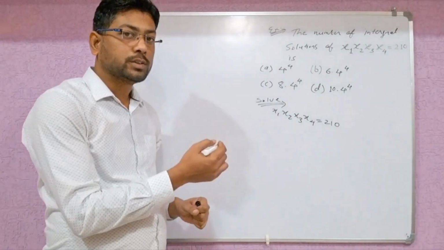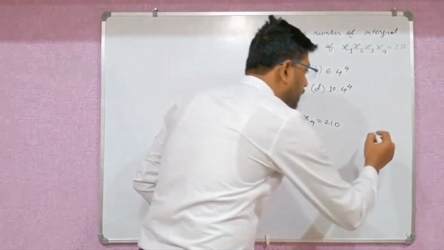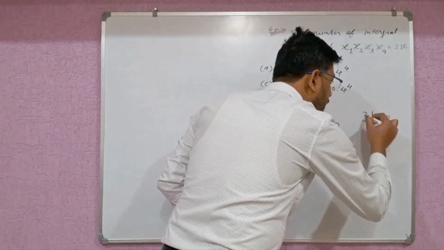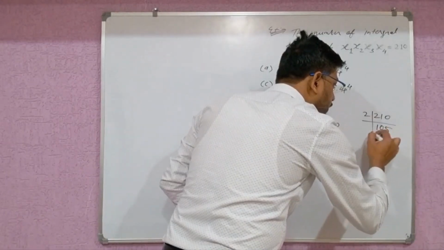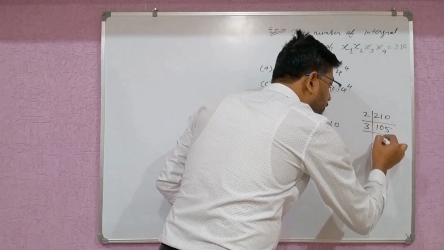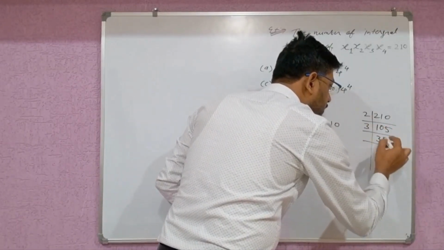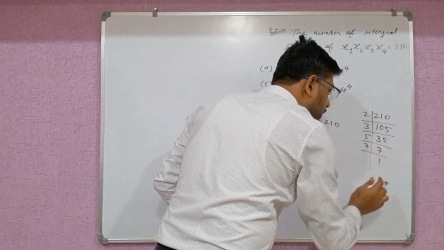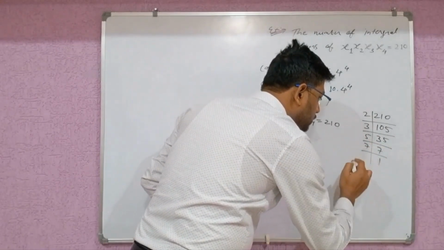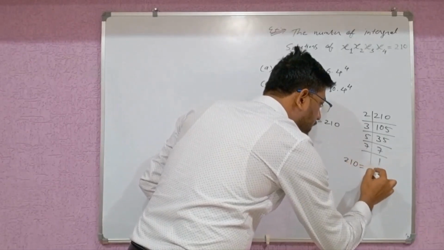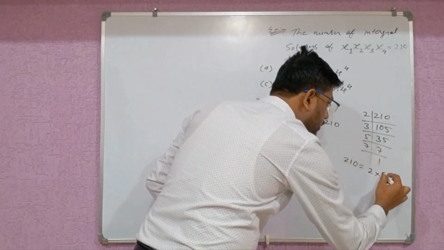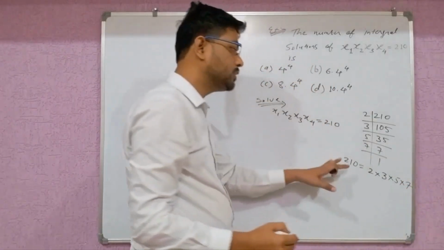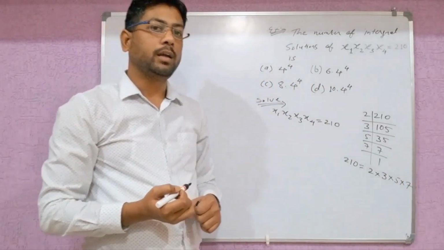Now let's find out first of all the prime factorization of this 210. This 210 will first be divided by 2, so this will be 105. This can be divided by 3, so this will be 35. This can be divided by 5, so this will be 7, and this will be divided by 7, so this will be 1. Okay, so this 210 can be written as 2 into 3 into 5 into 7. This is the prime factorization of 210.